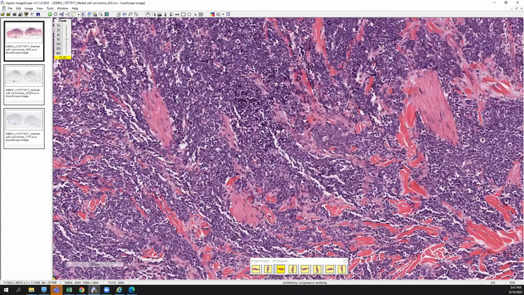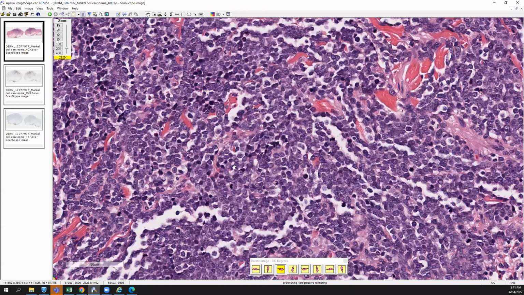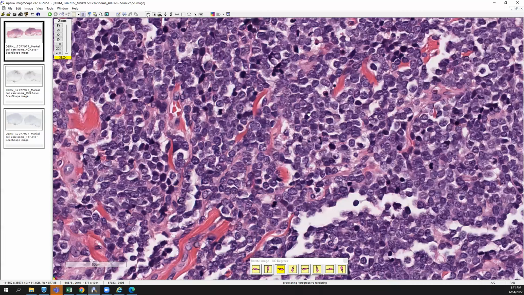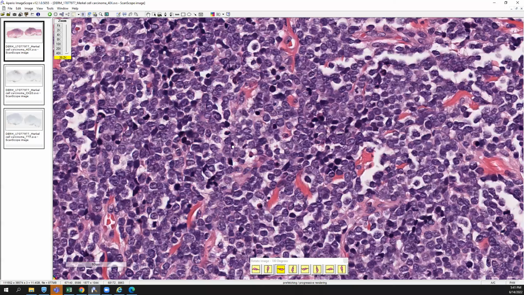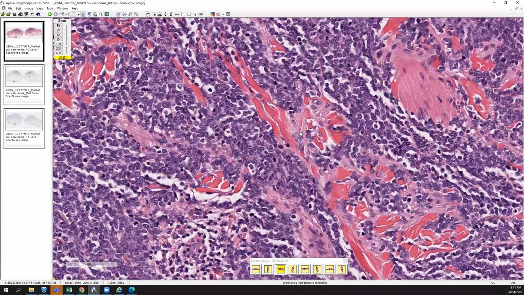small, round blue cells. So when you go on higher power, you'll notice that they seem to be molding together in a sense. So they're just squished together and they're pushing up against each other. Most of the cells have prominent nucleoli that you can see. Others have more hyperchromatic nuclei, but for all intents and purposes, it looks to be some kind of dense neoplasm that's squeezing in between collagen fibers.